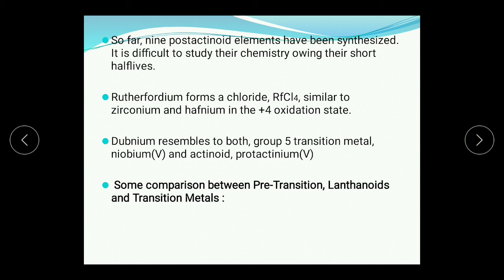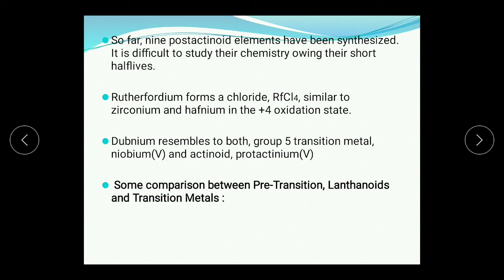Now, as I told you, 103 to 118. If we are able to prepare all the elements after the actinoids, then the periodic table will be complete up to 118. But so far, we are able to synthesize only 9 postactinoid elements, that is up to 113. Still, this study is very difficult because after preparation also, they live for a very short period. That means their half-lives are very short.